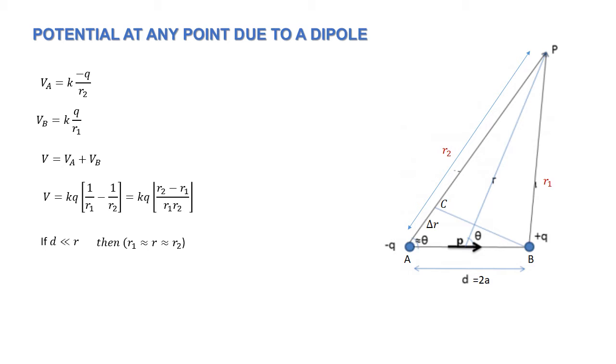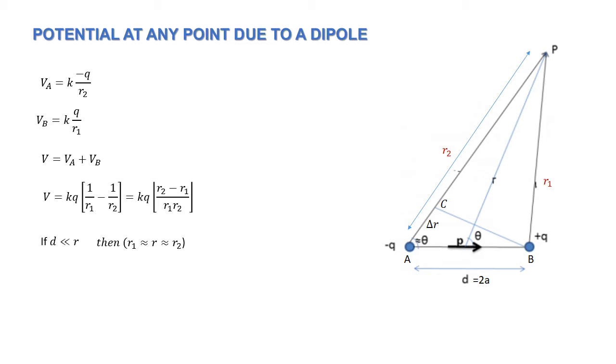Under this condition, r1 and r2 both will be nearly equal to r. So in the above equation, we can write r1 and r2 both as nearly equal to r in the denominator, but in the numerator they are not exactly equal. When we subtract, r2 minus r1 will be a small value represented by delta r. You can see in the figure, AP minus BP is nearly equal to delta r.